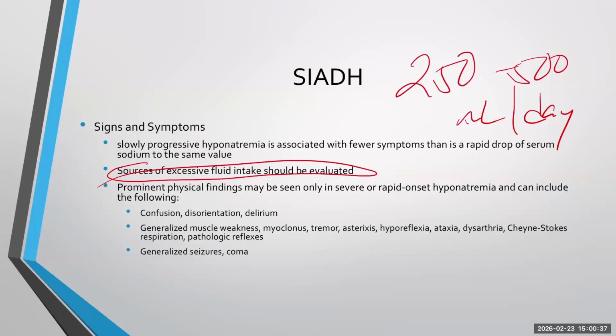Some other findings you may see may only be due to the hyponatremia that's going on. That's what's causing the symptoms. So they'll have some confusion, delirium, some muscle weakness, myoclonus, some neural problems here, seizures, comas, all due to the sodium fluctuations going crazy.